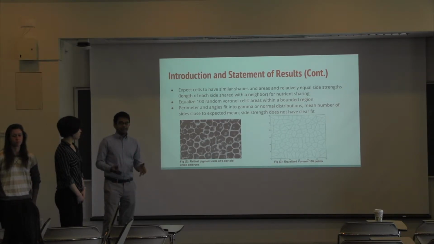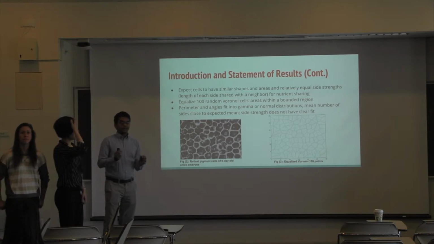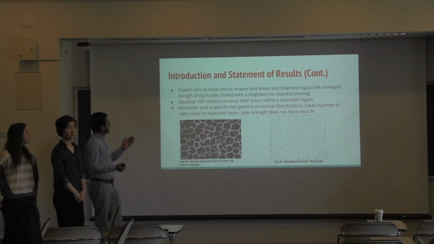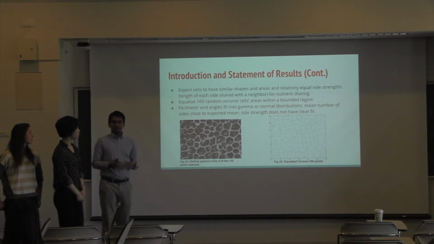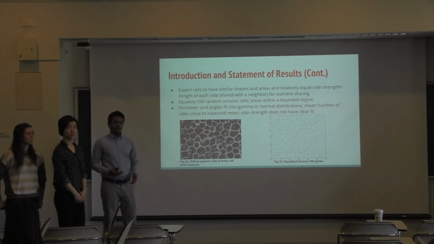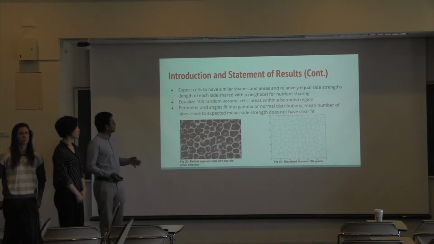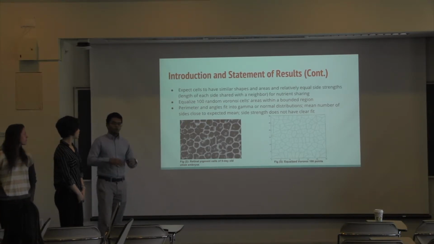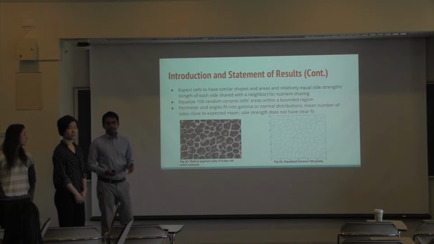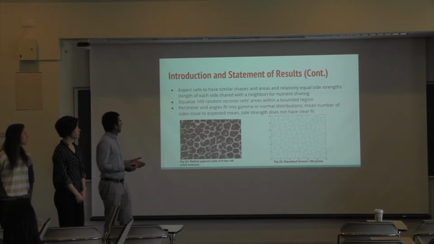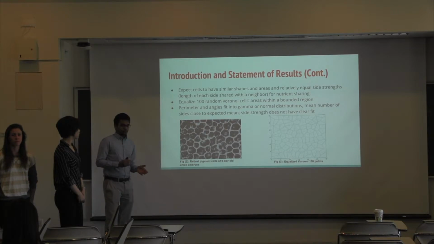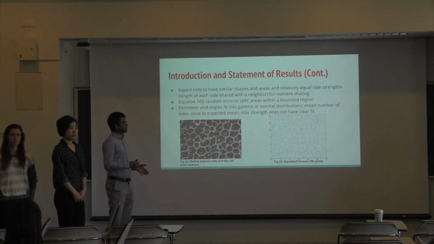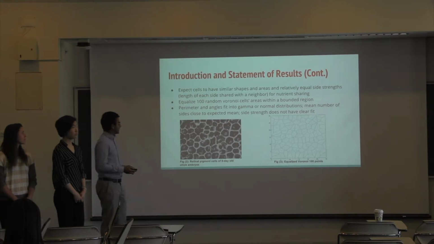In order for our Voronoi cells to be a good model for biological cells, our Voronoi cells need to have similar shapes and areas and relatively equal side strengths, which we define as the length of each side which is shared with a neighbor, as that seems to be an important determinant for nutrient sharing among neighboring cells. We achieve this by starting with 100 random Voronoi cells and equalizing their areas. In our final distribution, we have perimeter and angles which fit into gamma or normal distributions, and our mean number of sides is close to our expected mean of 6.